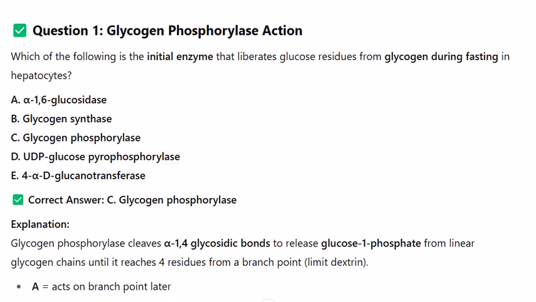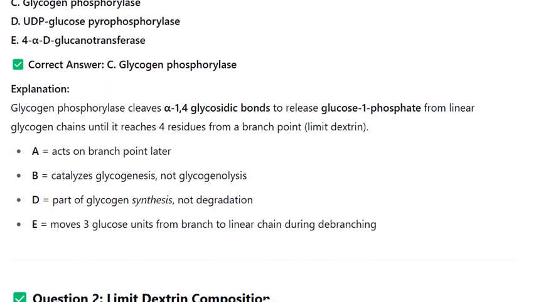Explanation. Glycogen phosphorylase cleaves α-1,4 glycosidic bonds to release glucose 1-phosphate from linear glycogen chains until it reaches 4 residues from a branch point, the limit dextrin. A acts on the branch point later. B catalyzes glycogenesis, not glycogenolysis. D is part of glycogen synthesis, not degradation. E moves 3 glucose units from the branch to the linear chain during debranching.